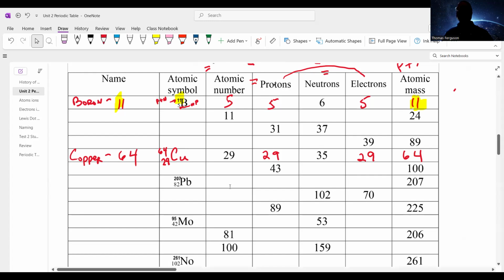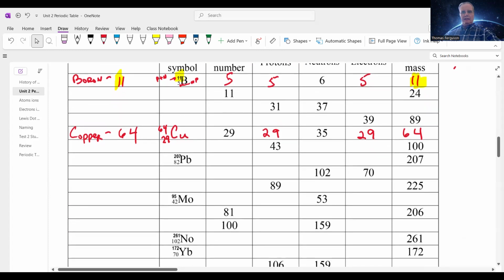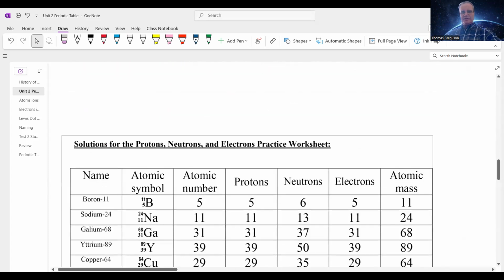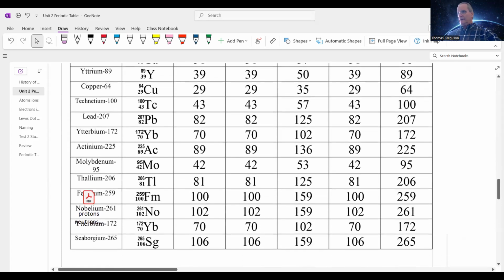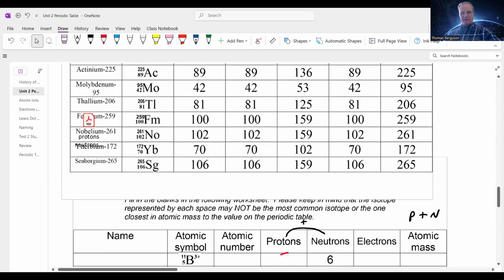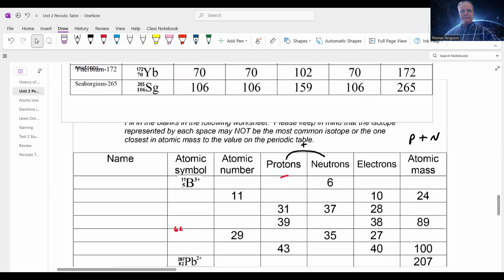Okay, is everyone at least done 2 more? Okay, I've got the answers here. And on the worksheet, it'll also be there. Okay, so let's go on.